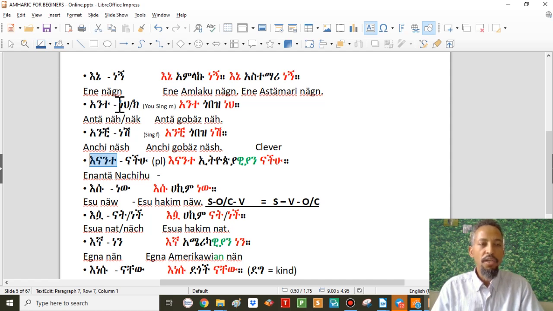But in Amharic, you say, for you masculine singular, ante nech. So the verb be is conjugated into nech. You feminine singular, anchi nesh. So the verb be is conjugated into nesh. And you plural, "you are" is conjugated into nante nachu. So the verb be in plural form is nachu here for second person plural.